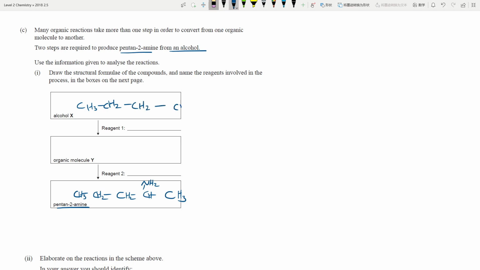tend to react. So the only key thing that changes is that you must have had an OH group on the same carbon. You can see there are 5 carbons here. On the second carbon, I have an OH group. I have 5 carbons here. I have a nitrogen and an amine group on the second carbon. So that has to be the alcohol. Otherwise, you can't make this in one step.